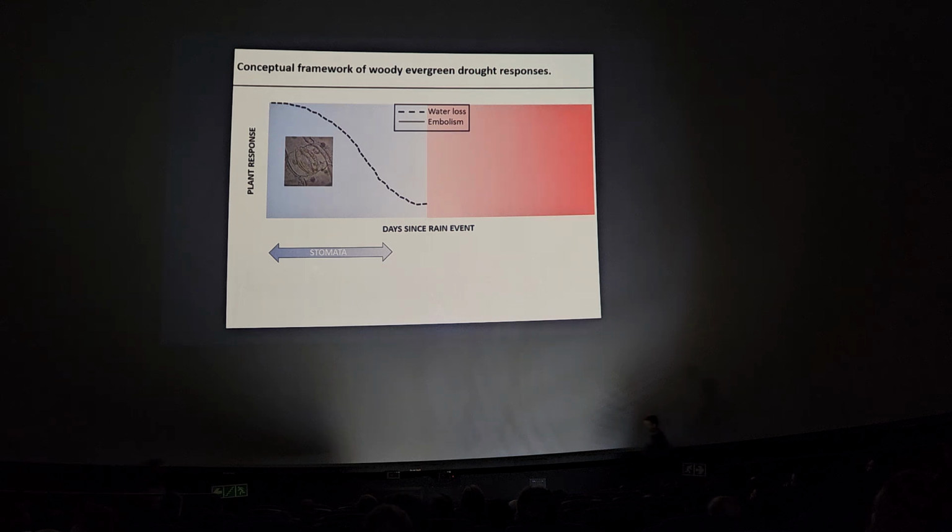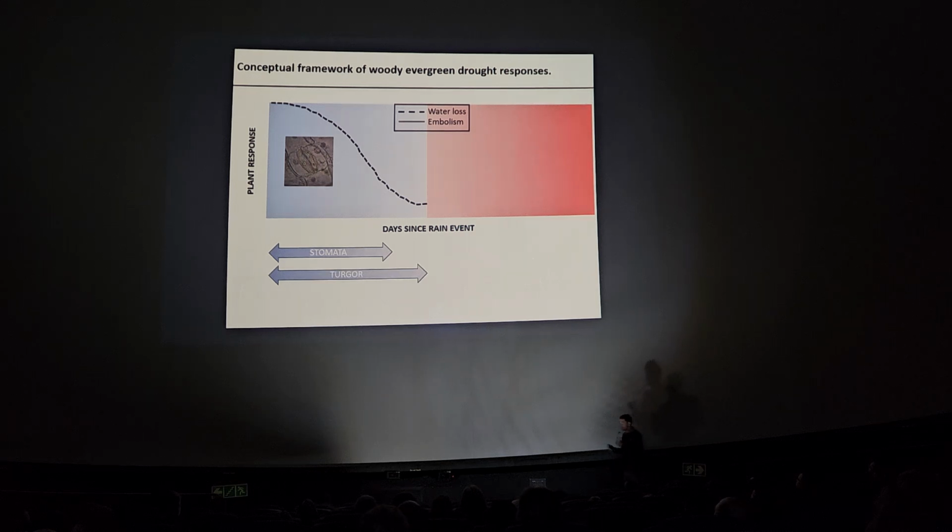And the first response that happens, much like if you walked out into a desert, your physiology would start to slow down. You would start to maybe decrease your breathing rate. You'd try to conserve energy. Plants are very similar. They essentially close their stomata to conserve water. So the rate of water loss decreases as the drought severity increases or carries on.